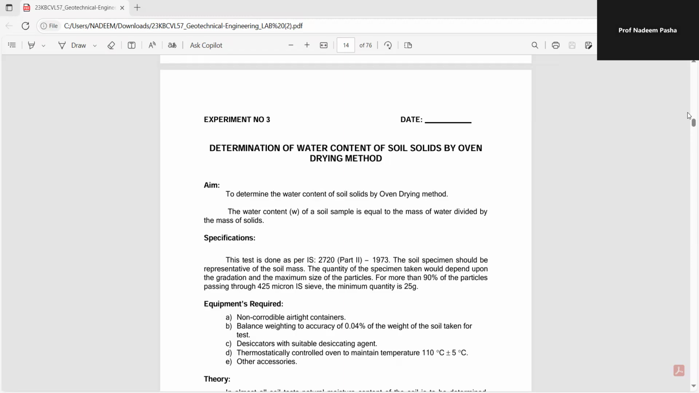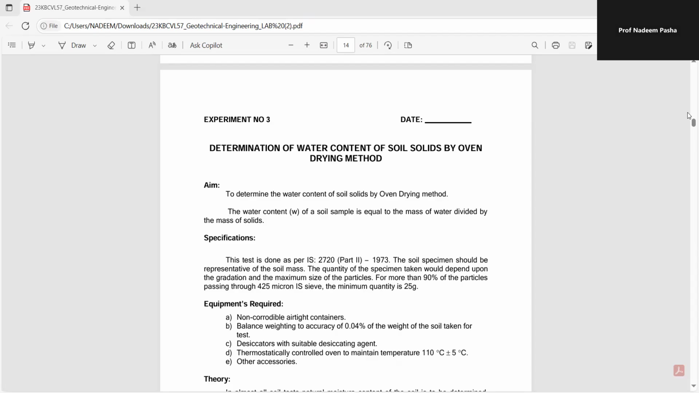In the first method, we will determine the water content of soil solids by oven drying method. So the water content of a soil sample is equal to mass of water divided by mass of solids. It is how we are defining water content of soil sample. Water content of soil sample is equal to mass of water. How much mass of water is present? MW divided by mass of solid, MS.